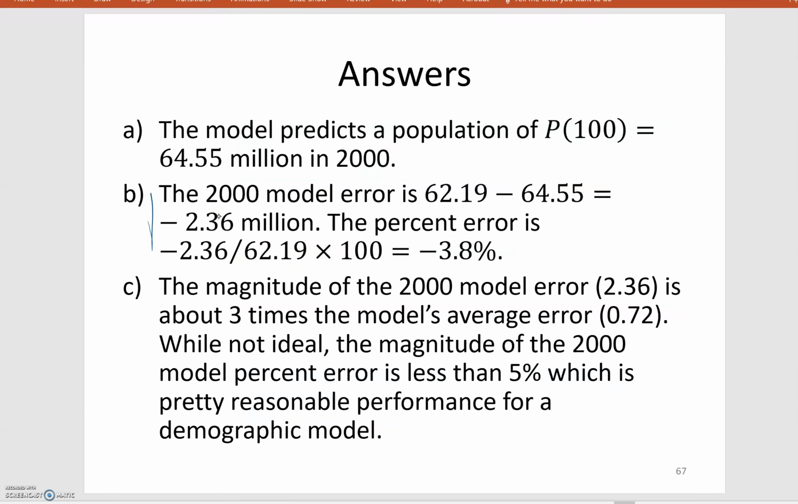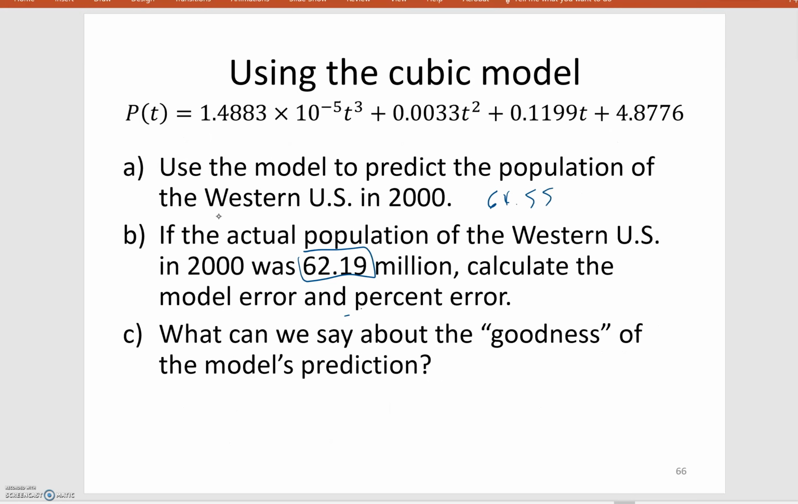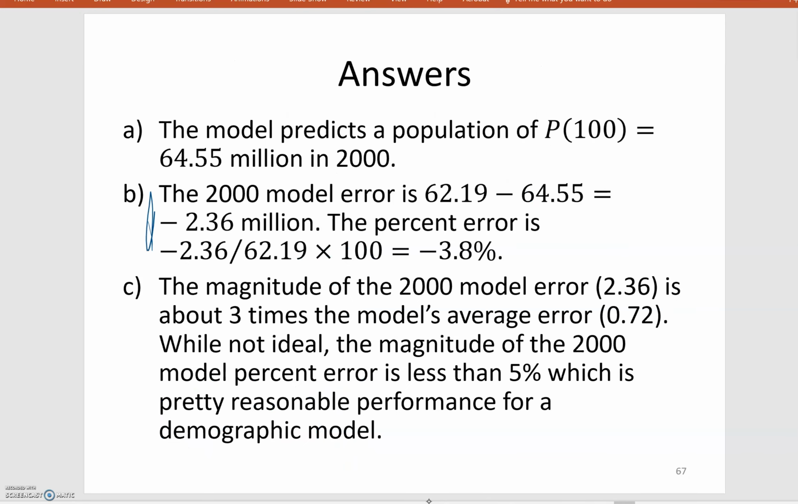Here are those computations again. And I guess the last question is, what can we say about the goodness of the model's prediction? Well, we have a 3.79% error, that's smaller than 5%. And so that's a pretty good fit.